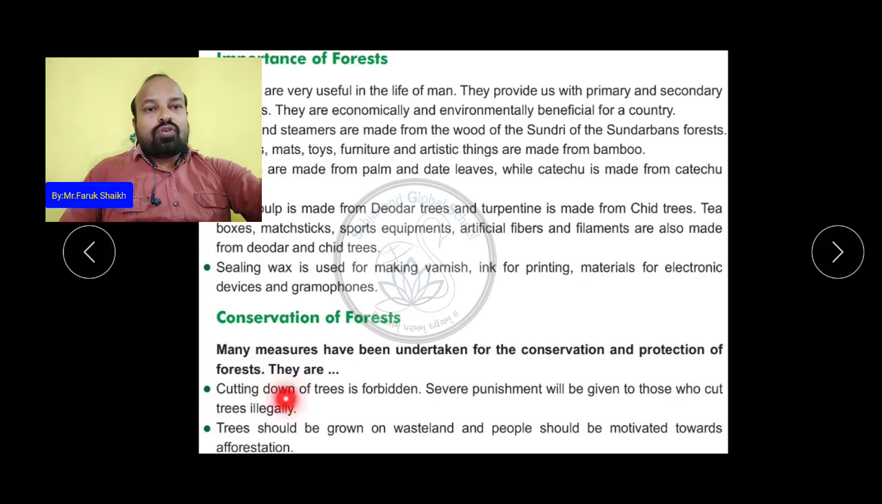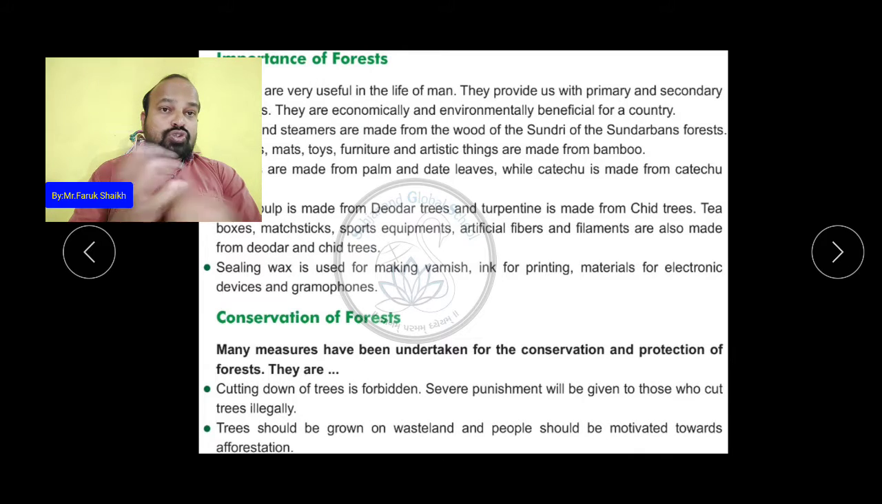So cutting down of trees is forbidden, means झाड़ को काटना वो प्रतिबंधित कर दिया गया है. No one can cut trees without the government's permission. Severe punishment will be given to those who cut trees illegally. Okay, and the severe punishment means those who illegally cut trees can be punished. Trees should be grown on wasteland and people should be motivated toward afforestation.